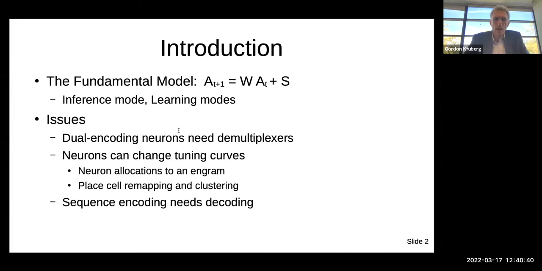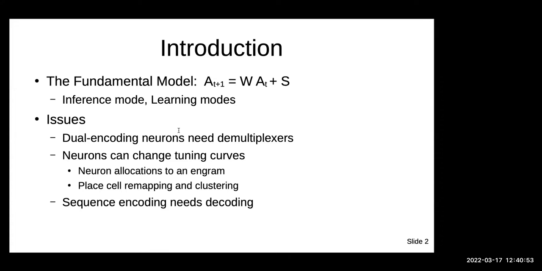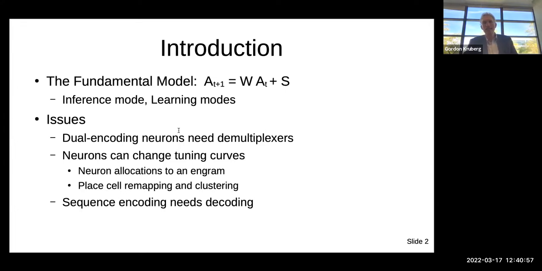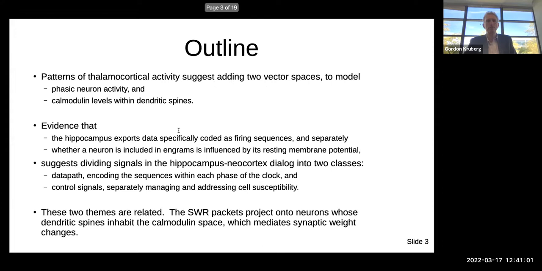Second, how do target neurons deal with remapping and new codes in tuning curves? And then third, how are the sequence codes of hippocampus decoded? In trying to understand these 3 basic issues, I'm going to outline 2 themes of thought.